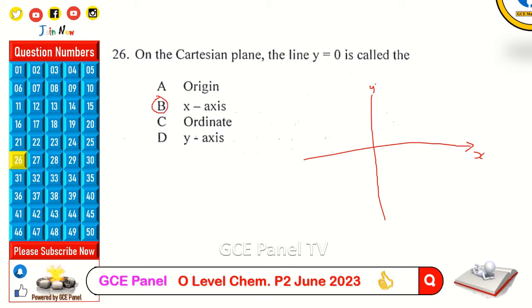And the line x equals 0 equally has a name. The line x equals 0 is the y-axis. So this one is the line y equals 0, also called the x-axis, while the y-axis is also called the line x equals 0. Why? Because x is always equal to 0 along the y-axis. Question 27.